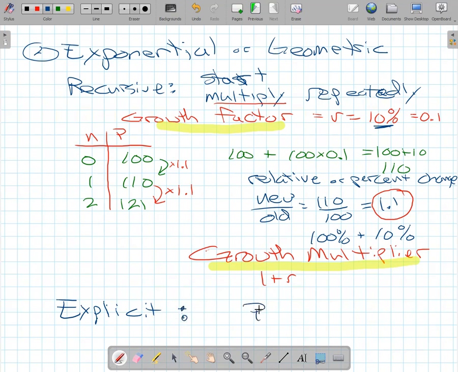And so that would be: take whatever the starting amount is, usually we call that P with a 0, and multiply it by 1 plus R, however many times you need. Years later, and months later, and days later, whatever it ends up being. So we take that repeated multiplication and turn it into an exponent. The base is always going to be 1 plus R. We'll look at a bunch of variations of that.